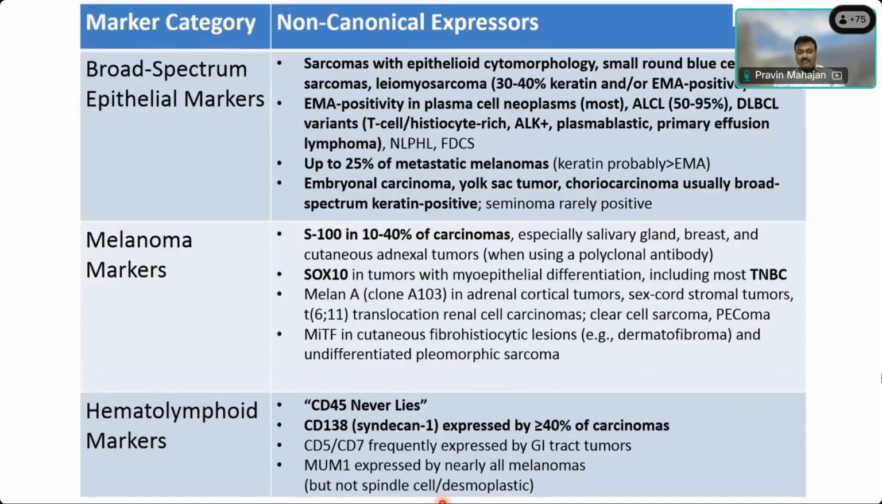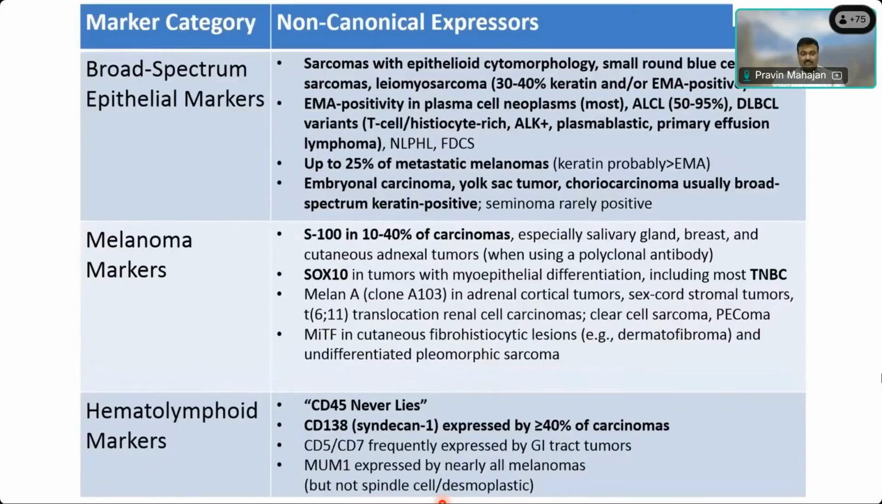SOX10 comes not only in melanomas or neural tumors, but also shows in tumors with myoepithelial differentiation. Melan-A, which is a marker for melanoma, also comes, as I showed you, in sex cord stromal tumors. Can come in adrenocortical tumors, translocation RCCs, clear cell sarcoma. So there are so many tumors. You just have to remember that sometimes even these broad markers, which you use for making a diagnosis, confirming the lineage of the tumor, can also be positive in some other lineage. So it is not just one marker. It has to be a panel of the markers.